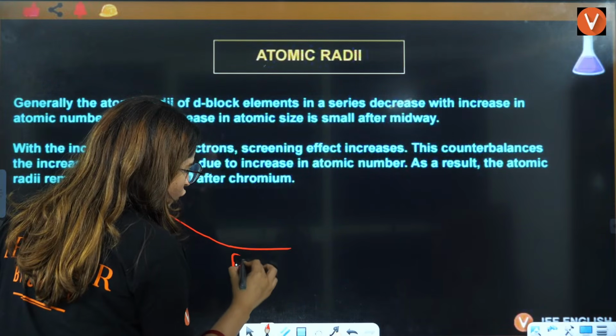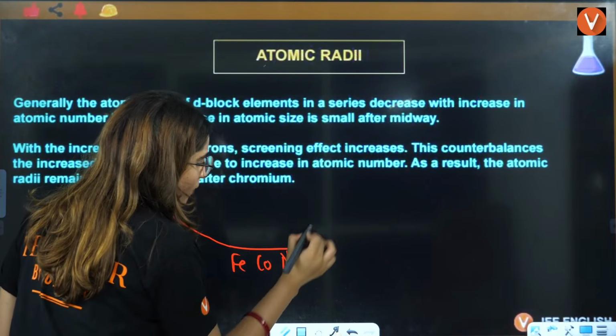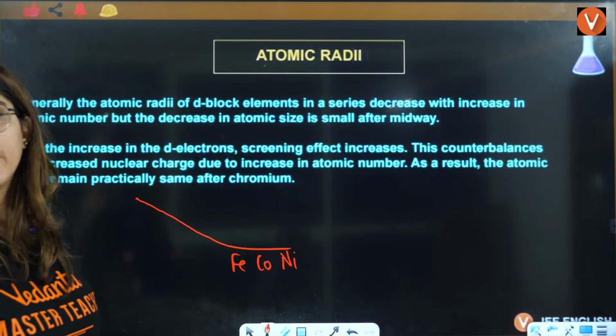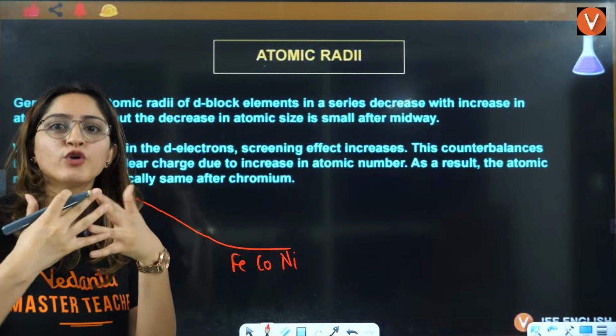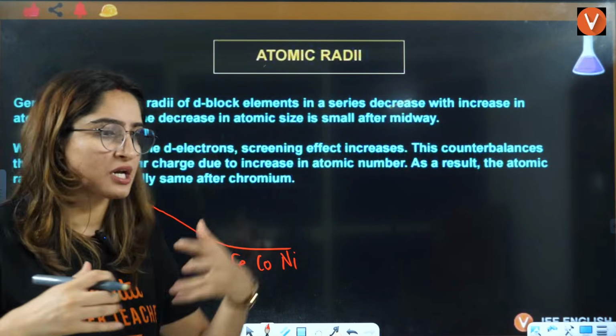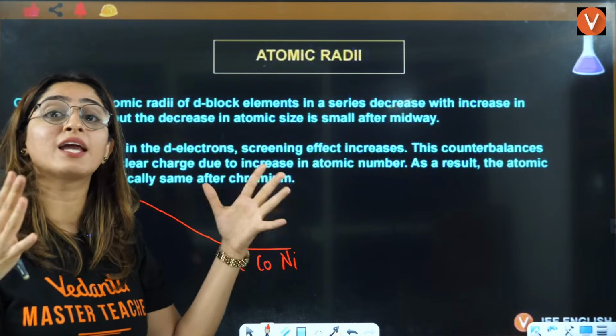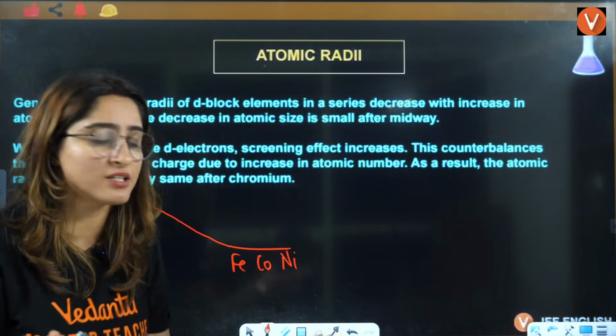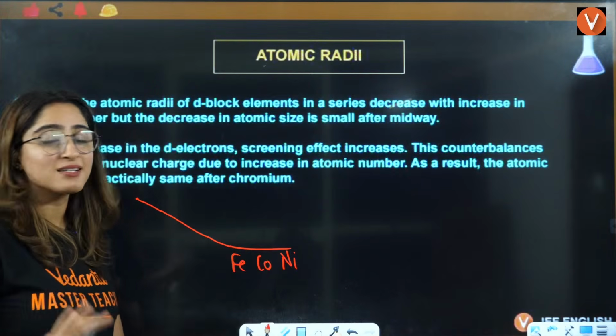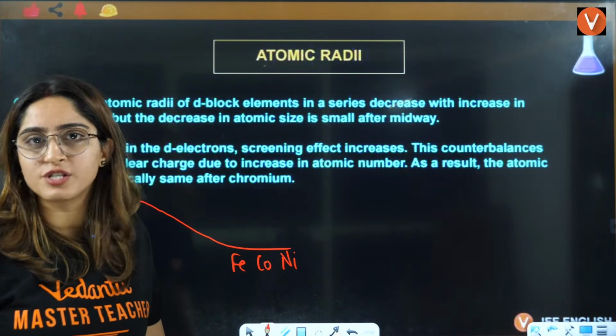In Fe, Co, Ni, iron, cobalt, nickel, it will become constant because they are fighting to the next level. There is a tug of war situation. Shielding effect and Z effective are fighting with each other. They both are giving equal potential to each other, right? So that is the reason it's constant.